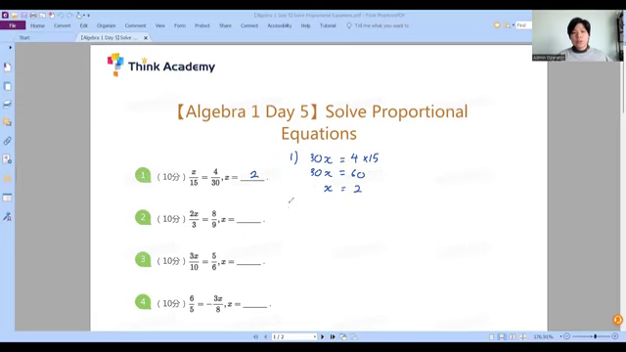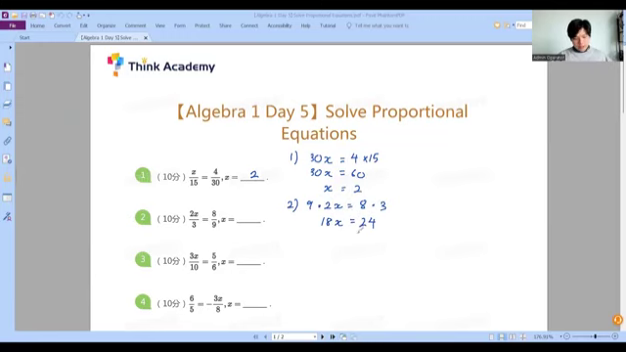I'm going to move on now to question 2. Now in question 2, again, I'm going to cross multiply. I have 2x out of 3 equals to 8 out of 9. So here, I'll do 9 multiply 2x. And here I have 8 times 3. Okay, so right here, let's do 9 times 2x first. That's going to be 18x. 8 times 3, that's going to be 24.